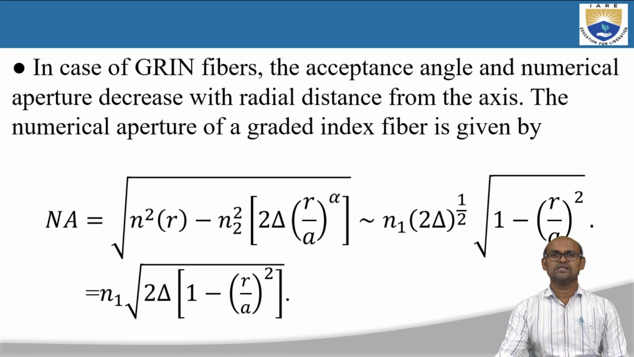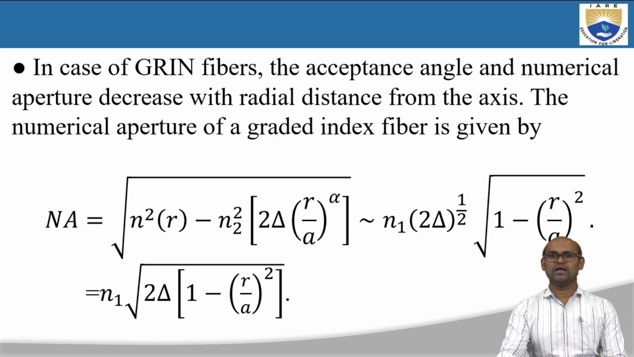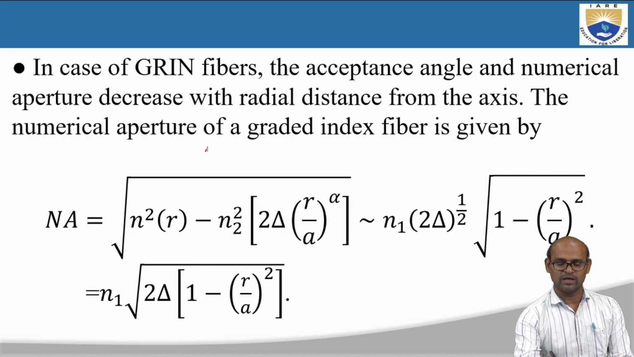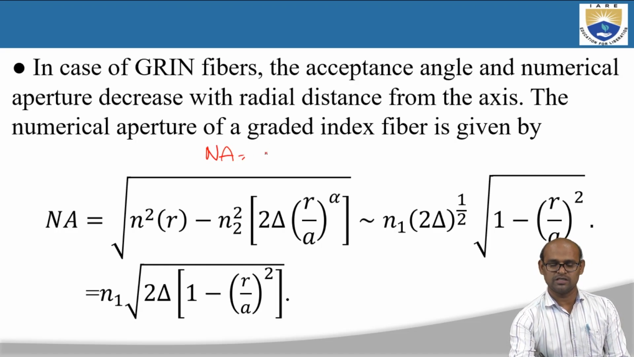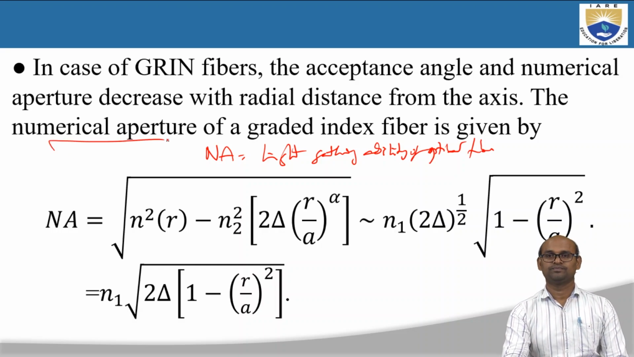In the case of graded index fiber, the acceptance angle and numerical aperture decrease with radial distance from the axis. The numerical aperture of the graded index fiber is given by this. So we have defined the numerical aperture. I think it's needed to know what is numerical aperture. Numerical aperture is nothing but the light gathering ability. Light gathering ability of optical fiber is defined as numerical aperture.